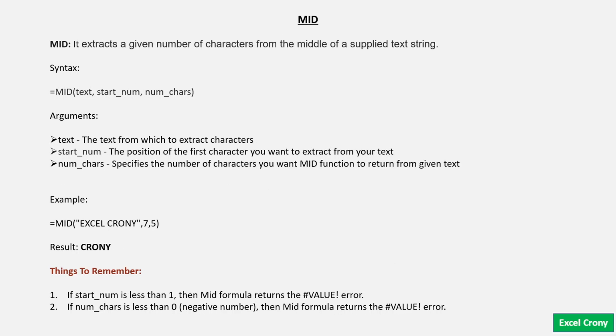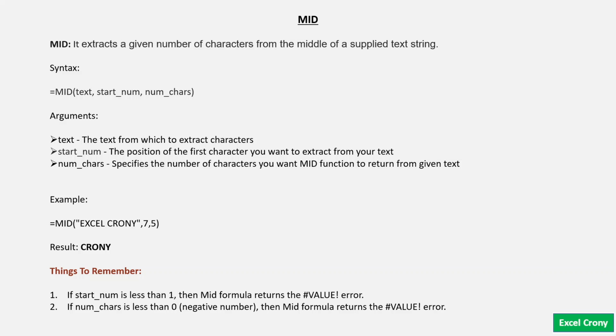Next, let's jump to another function, MID. It extracts a given number of characters from the middle of a supplied text string. The syntax of this function has 3 arguments. Text, the text from which you want to extract characters. Start number, the position of the first character you want to extract from your given text. And number of characters specifies the number of characters you want your MID function to return.